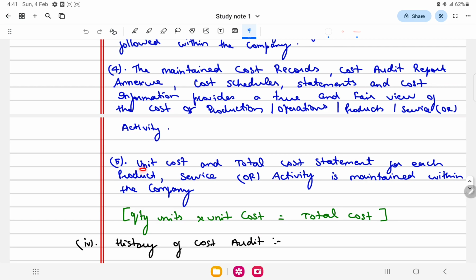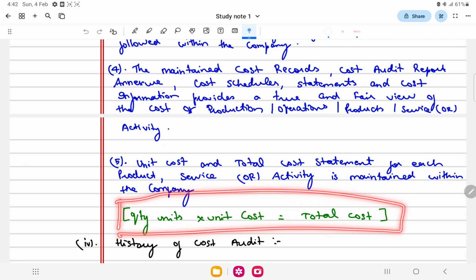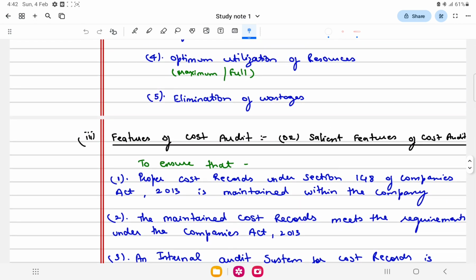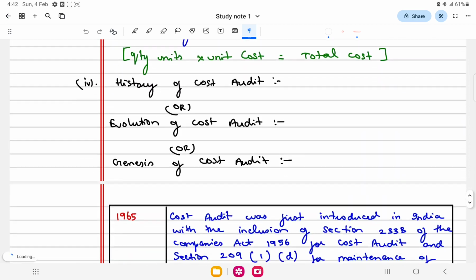Last is the unit cost and total cost statement for each product, service, or activity is maintained within the company. Both unit cost and the total cost statement for each product, each service, each activity is maintained within the company. Quantity in units multiplied by cost per unit gives the total cost that is maintained in a standard format, on unit basis. Okay. So these are the 5 salient features of cost audit.